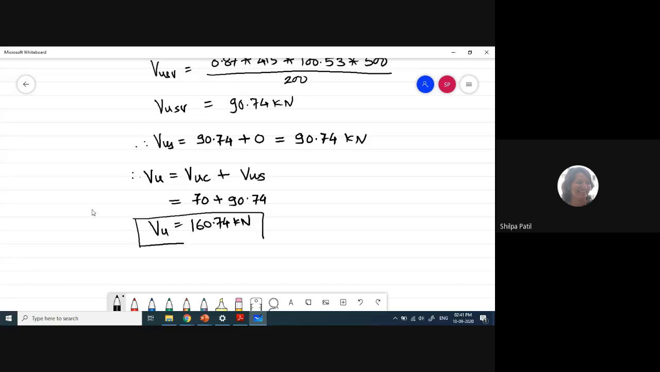So this is the total shear carrying capacity of the section. In other words, when we consider the external load acting on this particular beam, the shear force developed due to that external force should not be more than this VU value, 160.74. Otherwise, the beam will fail, because that is the only capacity of the section to carry the shear force. Is it clear? Capacity based problems.